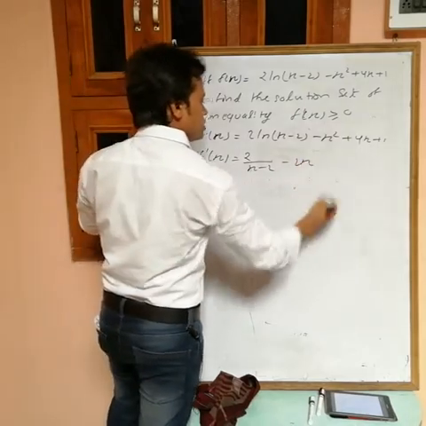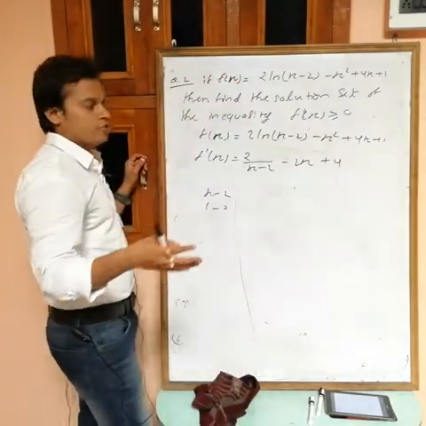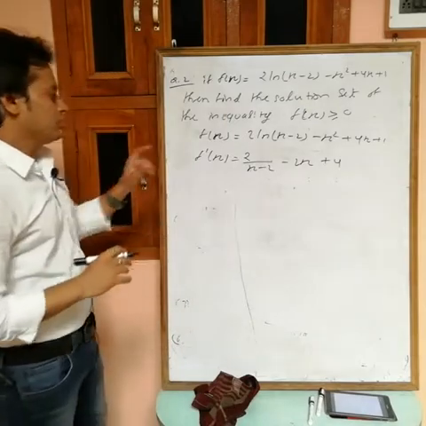The differentiation of x² is 2x. The differentiation of 4x is 4. 4 is a constant, the differentiation of x is 1. The differentiation of 1 is 0. Okay, now this is f'(x).